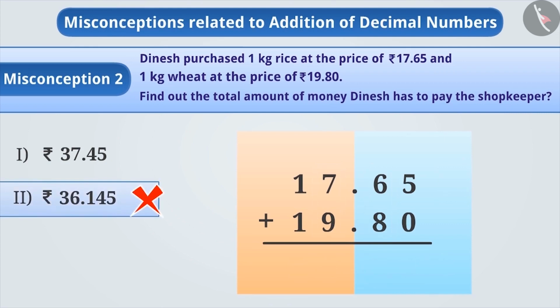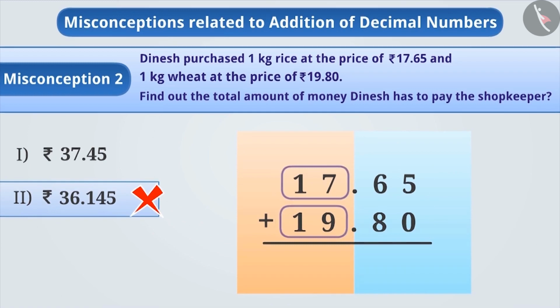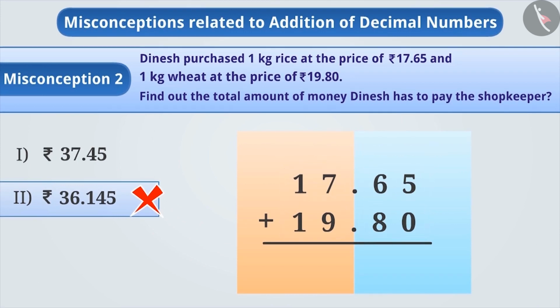The correct understanding is that the digits on the left side of the decimal point and the digits on the right side of the decimal point represent the same number. The only difference is that on the left side of the decimal point is the whole number and on the right is part of the whole. When we add two decimal numbers, we start adding them from right to left. First, we must add 5 and 0 whose sum is 5. This is written below 5 and 0.